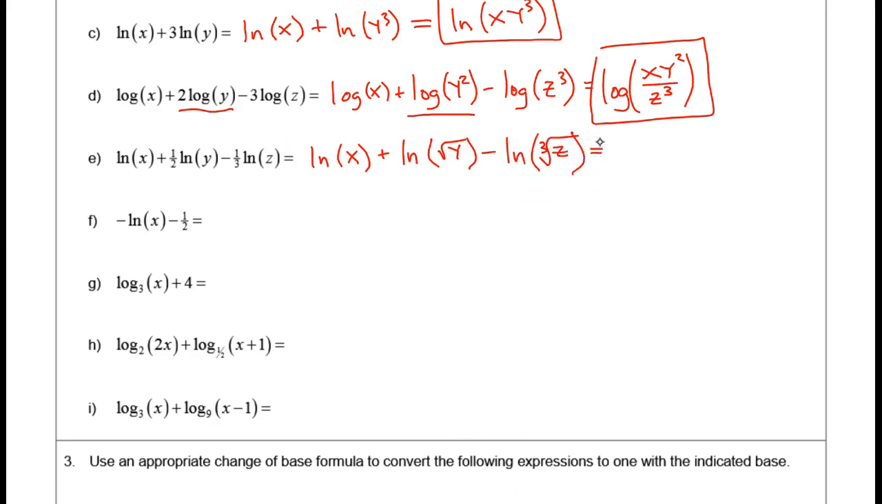All right, folks, here you'll notice that I turned 1/2 times the natural log of y into the natural log of the square root of y, because this 1/2 multiplier out front can be moved inside the logarithm as an exponent on y. And we can further simplify this as follows. Final answer, natural log of x times square root of y divided by the cube root of z.